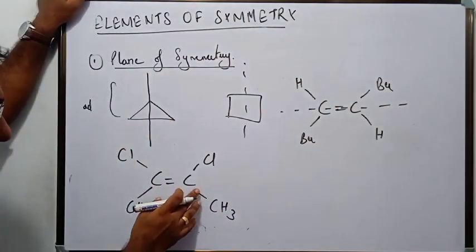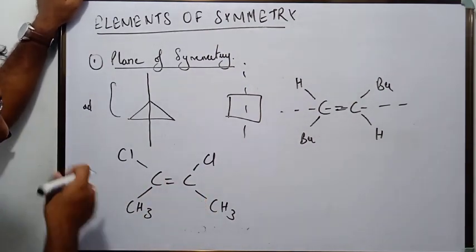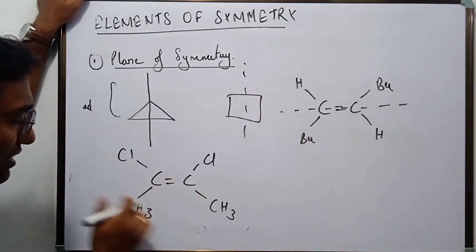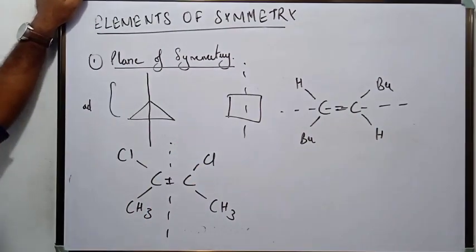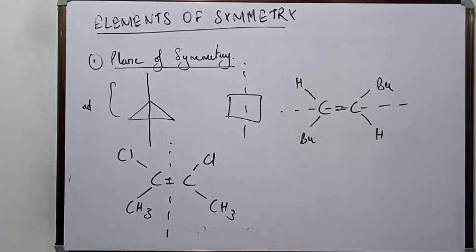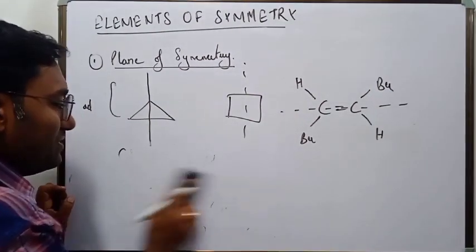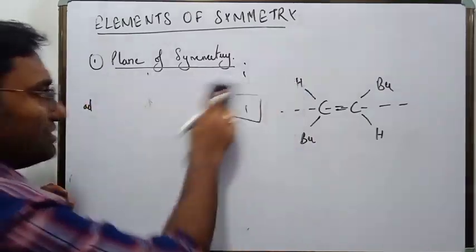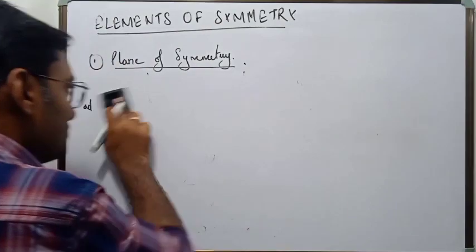Now look at this. This is 1,2-dibromoethane. Look at this. This is butene, right? So dichlorobutene, as we are seeing here. Now we can divide it like this. Fine. So this is also achiral. Correct. Now we will see the plane of symmetry in meso compounds also.